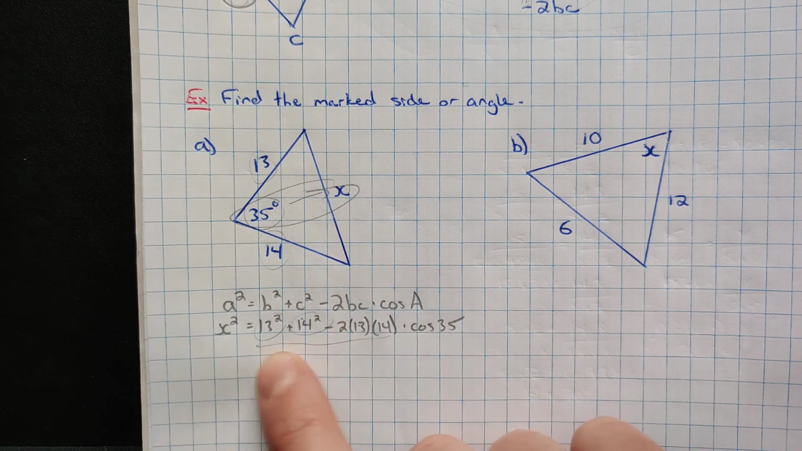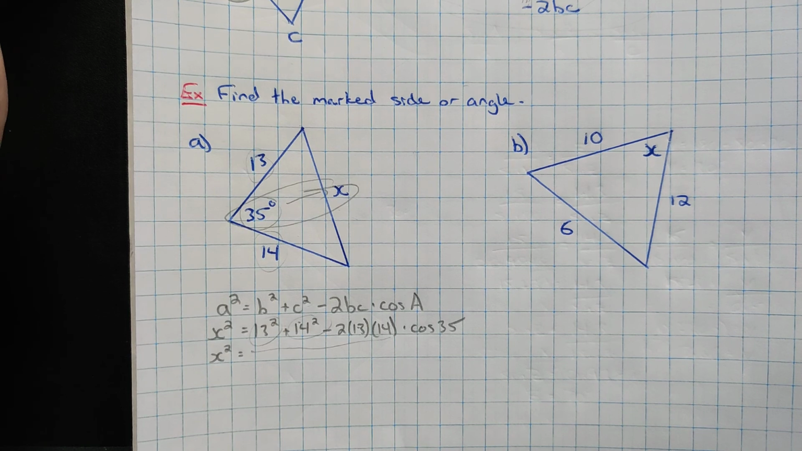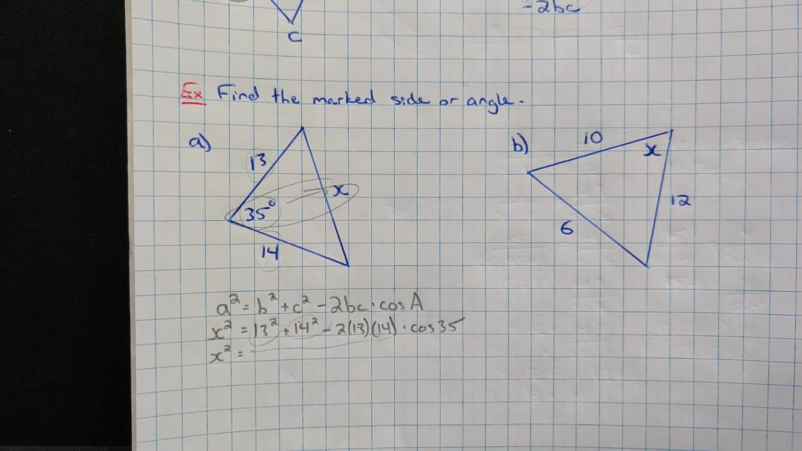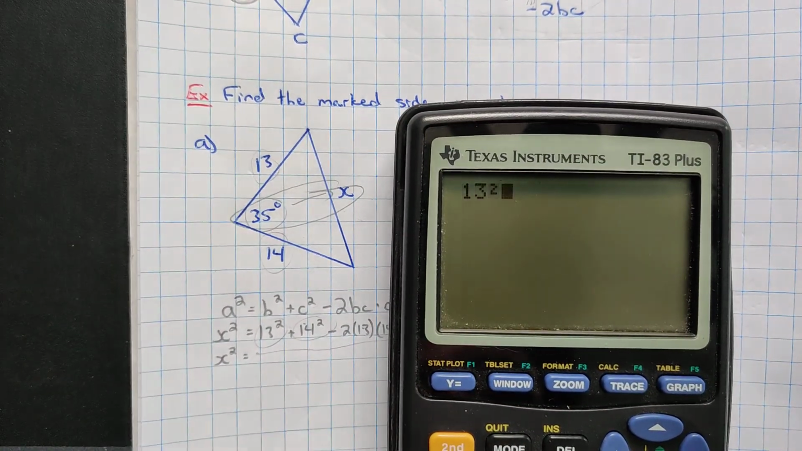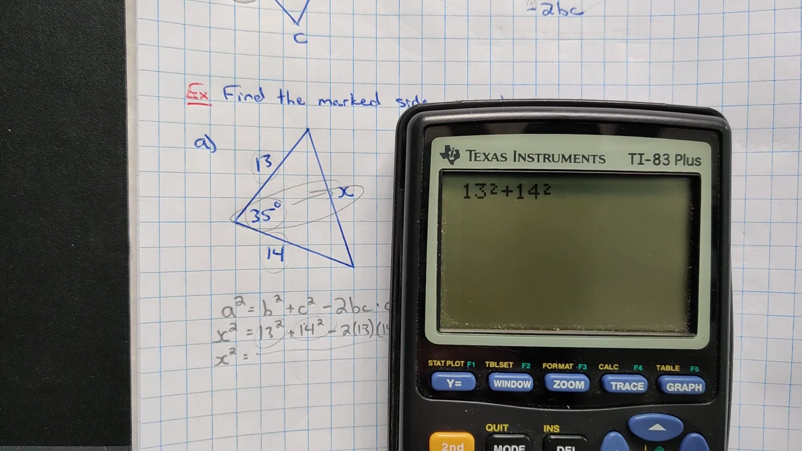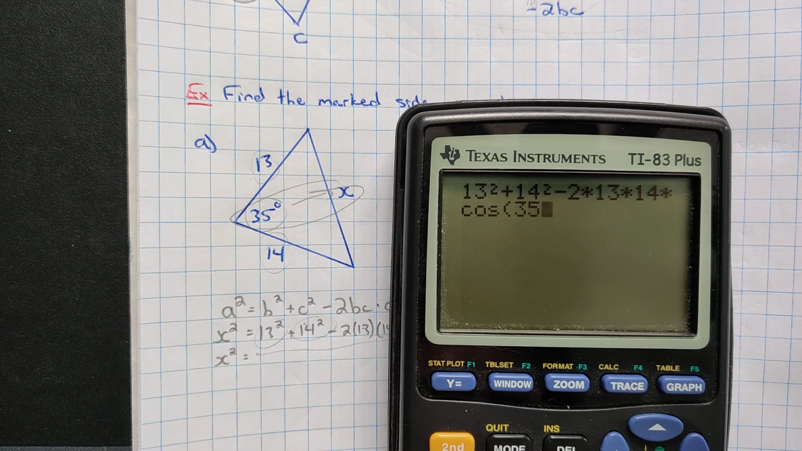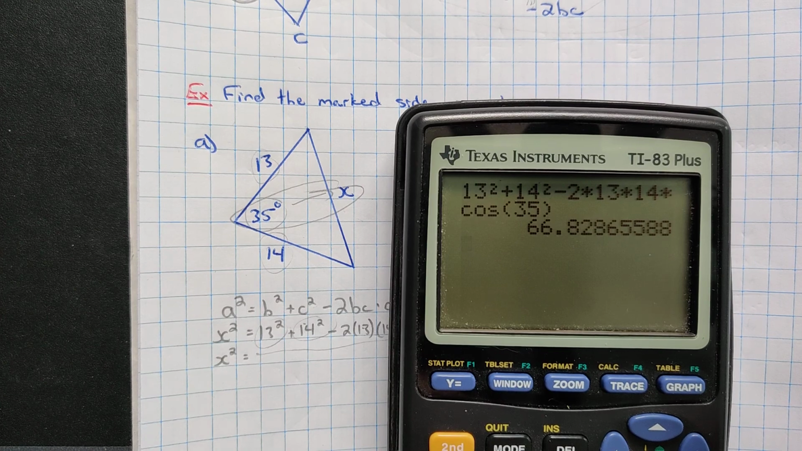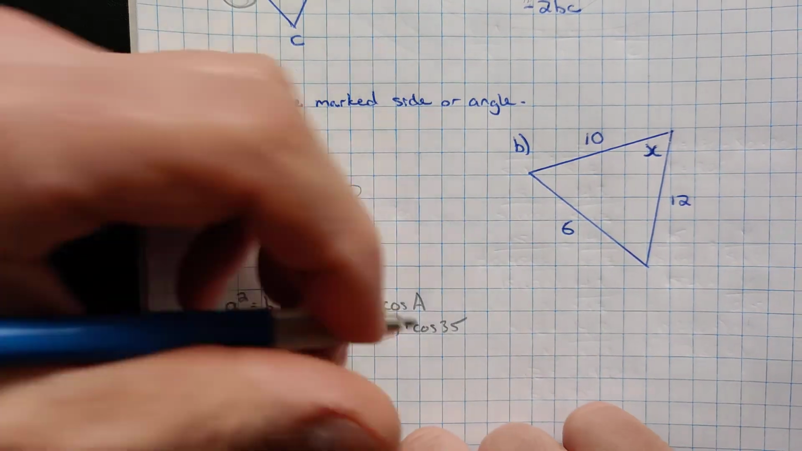So what I'm going to do is simplify this bit by bit. Or if you are working with a good scientific calculator that does order of operations, you can type this all in at once. So you could just type in 13 squared plus 14 squared minus 2 times 13 times 14 times the cosine of 35. That there will give you the value of x squared. Okay. Or you could do it step by step. So I'll do it step by step here to show.